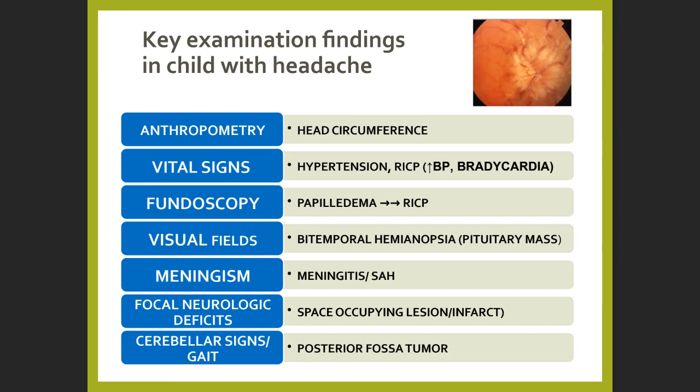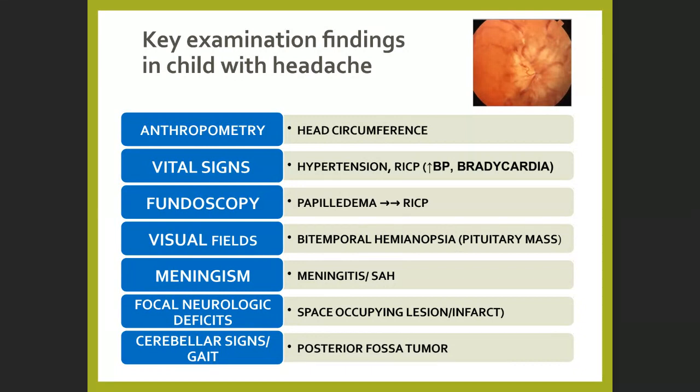The key examination findings in a child with headache are to rule out secondary causes of the headache. So the head circumference is important because we want to rule out something like hydrocephalus. The vital signs are important because we want to rule out raised intracranial pressure, in which you may have hypertension and bradycardia, as well as headaches may be the only presentation of hypertension. Fundoscopy is important to visualize the fundi to rule out papilledema, which would indicate raised intracranial pressure.